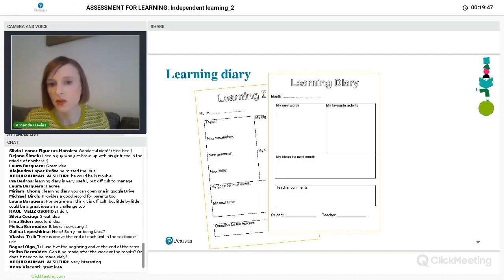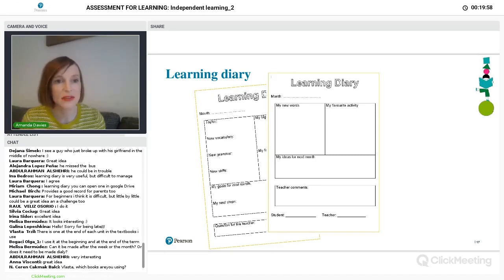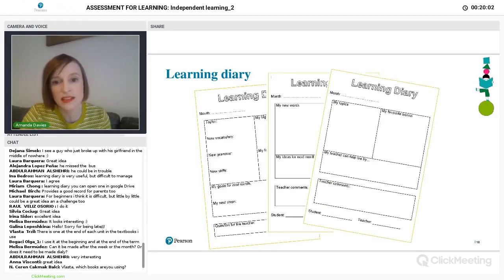Here's an alternative that I was using with primary students. So here it's just recording new words. They can draw a picture if they prefer, or they can write. Again, there's space for my favourite activity and my ideas for next month, which is nice. So students can let you know what they would like to work on. And this one's got a teacher comments box.